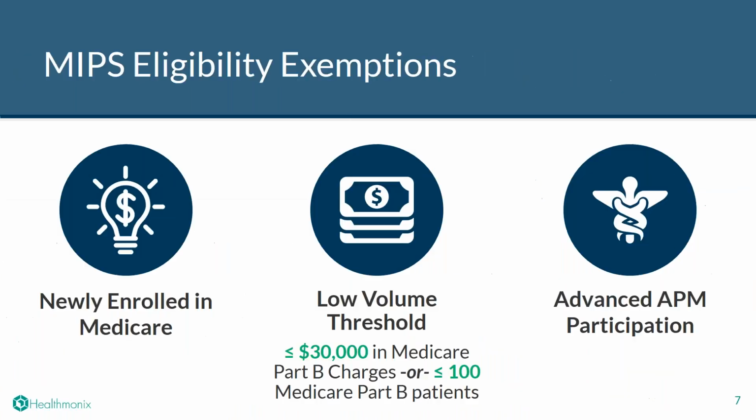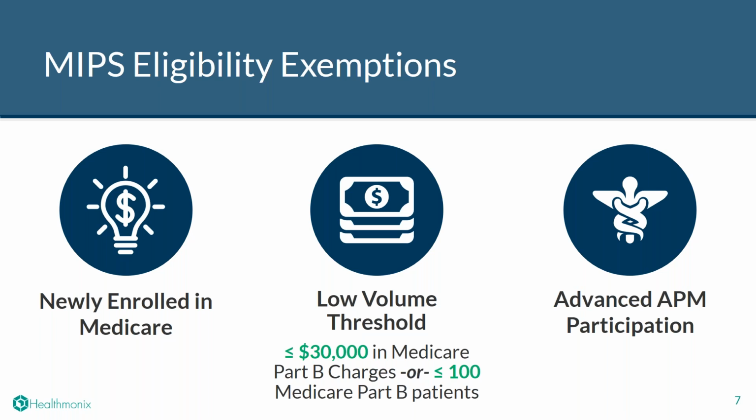There are other ways that MIPS eligible clinicians can be exempt from reporting in 2017. So those clinicians who are newly enrolled in Medicare for 2017 would be considered exempt from MIPS reporting. Those who are below the low volume threshold, and I'm highlighting again, this is 2017 as some details do change for 2018. For 2017, the low volume threshold is billing less than or equal to $30,000 in Medicare Part B, or seeing 100 or fewer Medicare Part B beneficiaries. So if you meet either of those numbers or below, you are exempt. If you are above both, then you would be required to report for MIPS.